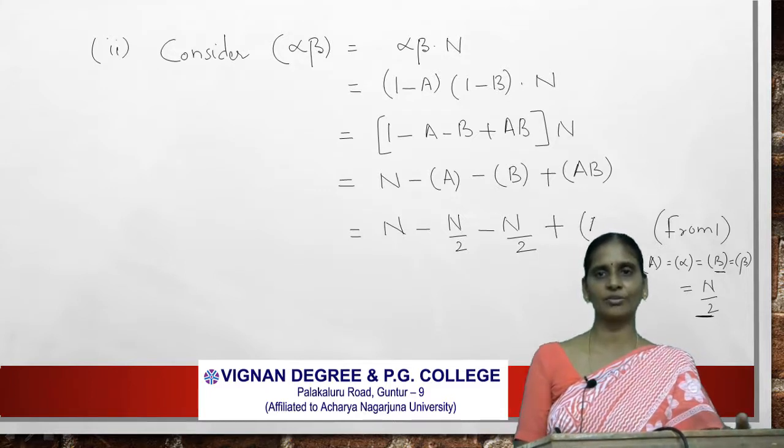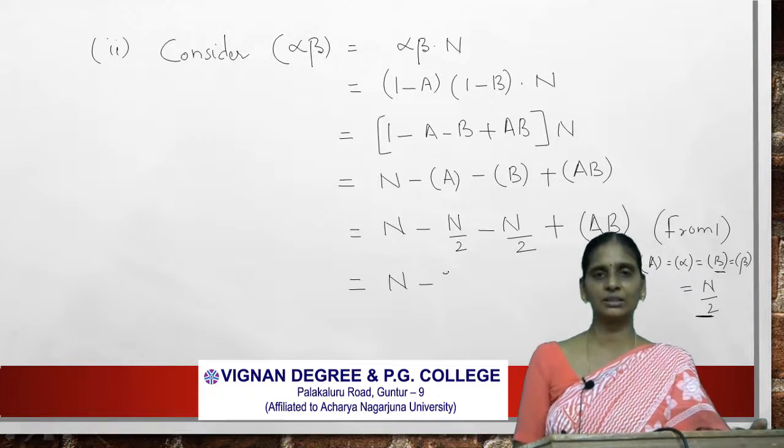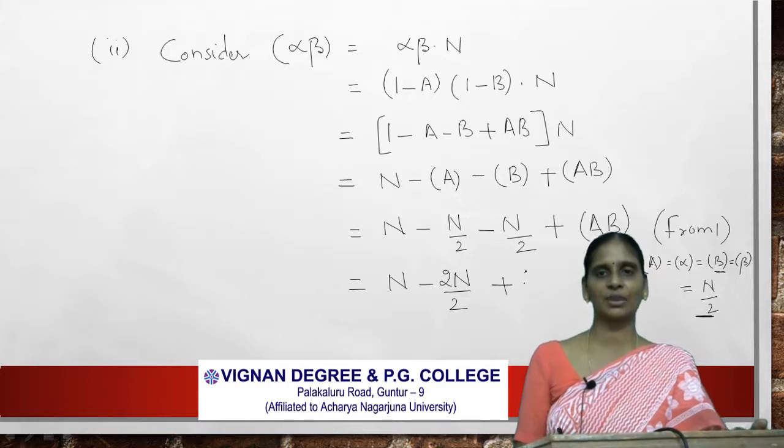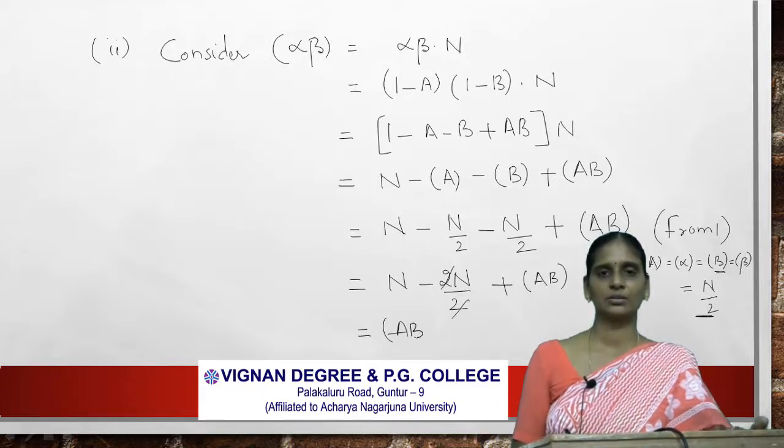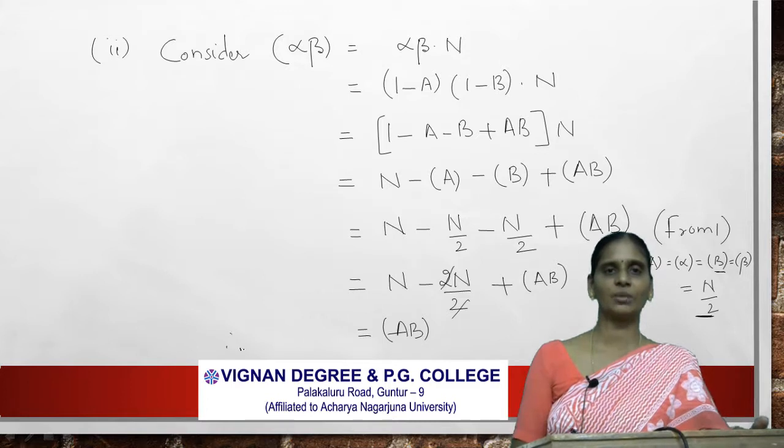plus frequency of AB. And this is equal to n minus n by 2 minus n by 2. You get minus 2n by 2 plus frequency of AB. Here 2 gets cancelled, n minus n is 0, 0 plus frequency of AB is frequency of AB. So therefore, frequency of alpha beta is equal to frequency of AB.